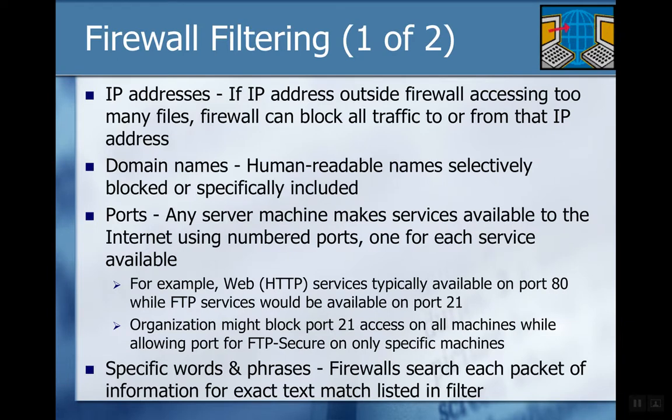So with firewall filtering, it can block all traffic from a particular source, it can block based on ports, and it can block on any content in the packet header. It can block by domain names, block ports, and block specific words or phrases. All right, so there are a whole bunch of different criteria. Anything you can find within a packet can potentially be used by a firewall as a means to filter traffic.